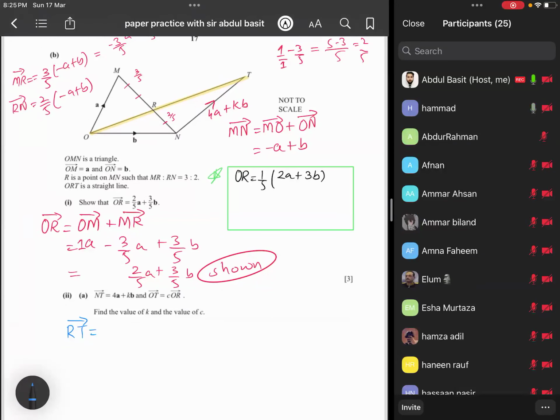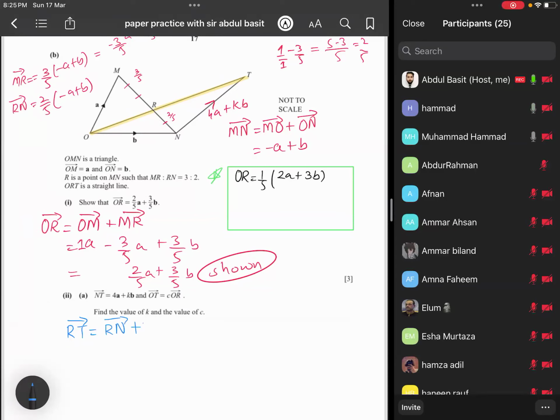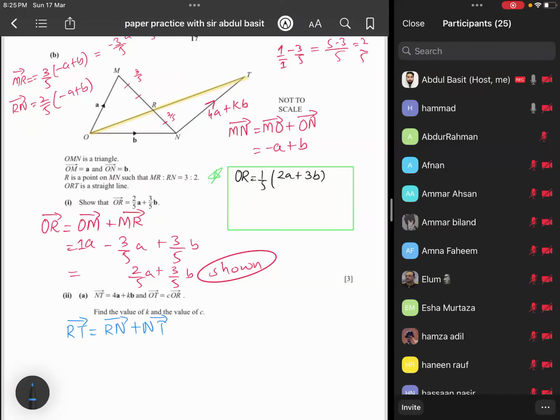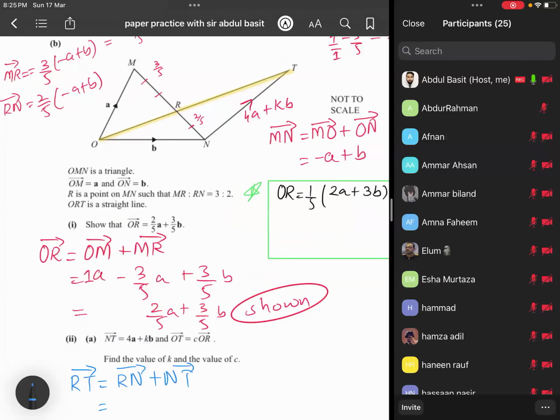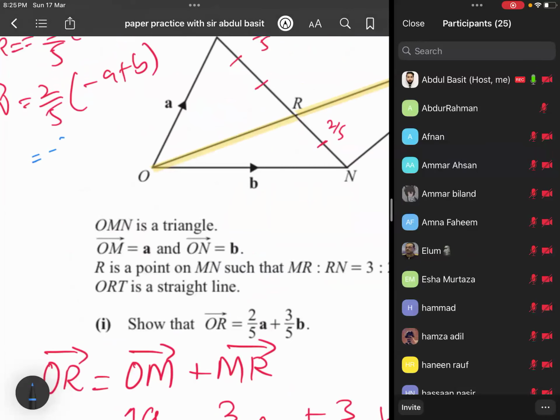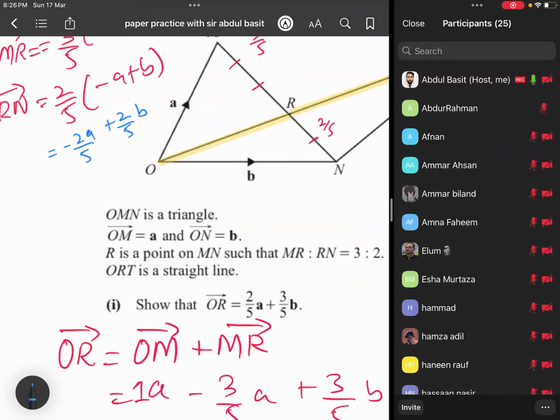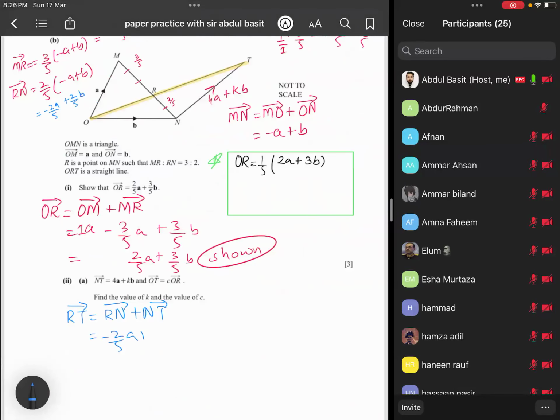बेटा आर टी का ओ टू आर हमारे पास है ही नहीं. सर ओ टू आर तो है, लेकिन ओ टू टी नहीं है ना. R to N or N to T. सर ओके, आर टू एन और एन टू टी. तो आर टू एन कितना है बेटा? It is 2 out of 5. इसको ओपन कर लेते हैं. -2/5a +2/5b. ठीक है. सो -2/5a +2/5b, और N to T is 4a plus kb.